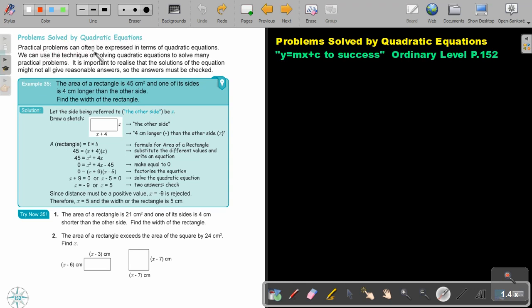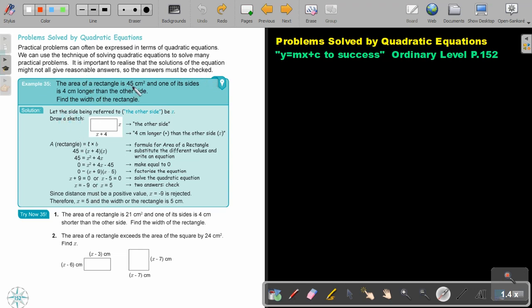Practical problems can often be expressed in terms of quadratic equations. We can use the technique of solving quadratic equations to solve many practical problems. It is important to realize that the solutions of the equation might not all give reasonable answers, so the answers must be checked. Let's look at an example.